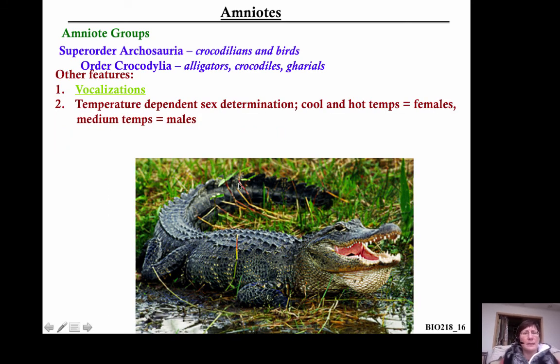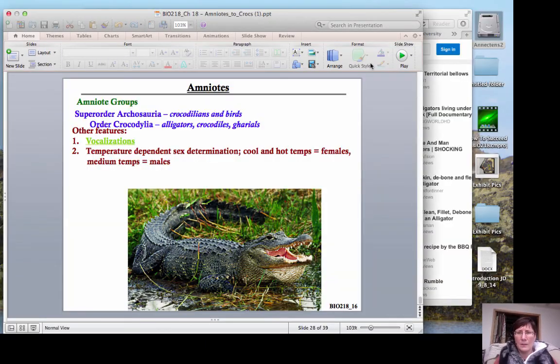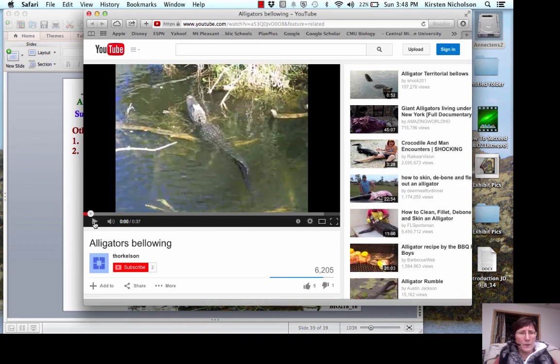I mentioned temperature-dependent sex here, and actually this is incorrect right here. Oh no, this is right. So remember, cool and hot temps produce females, medium temps produce males, and also males will actually vocalize, primarily to advertise to other males that someone has invaded their territory, that's their territory, and they want them to go away. But the young will also call for their mama if they feel they're in danger. So to show you a video that sort of exemplifies this.